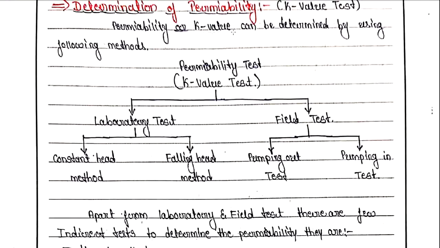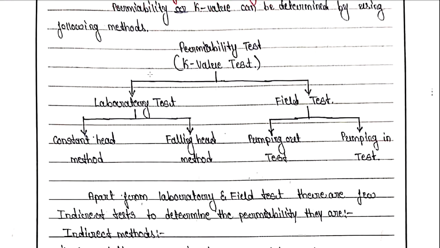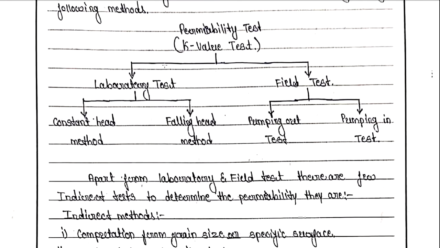So permeability or K value can be determined by the following methods. These are direct methods by which we can determine the permeability or K value. In direct methods there are laboratory tests and field tests. In laboratory tests there are two types, the constant head method and the falling head method. In field tests, the pumping out test and pumping in test are two different methods.